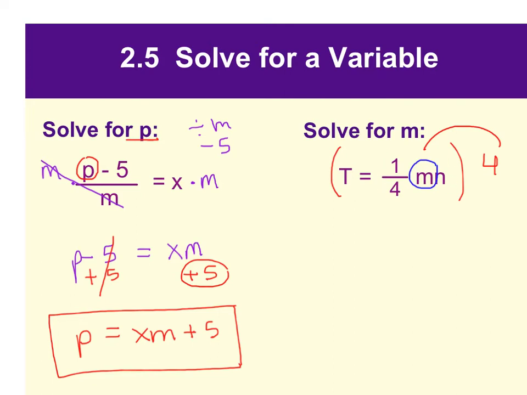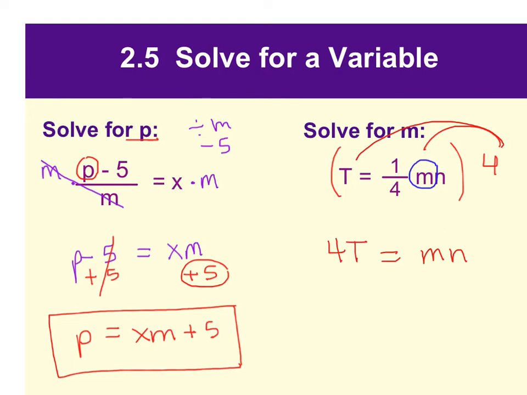It's a 1/4 mn. So what we'll actually do is just multiply the 4 times the 1/4. So you can multiply 4 times 1 is 4, divided by 4 is just 1. So it actually ends up just canceling out on the right side. So you're left with the mn. We want to make sure we multiply 4 times the other side, so 4 times t is 4t.